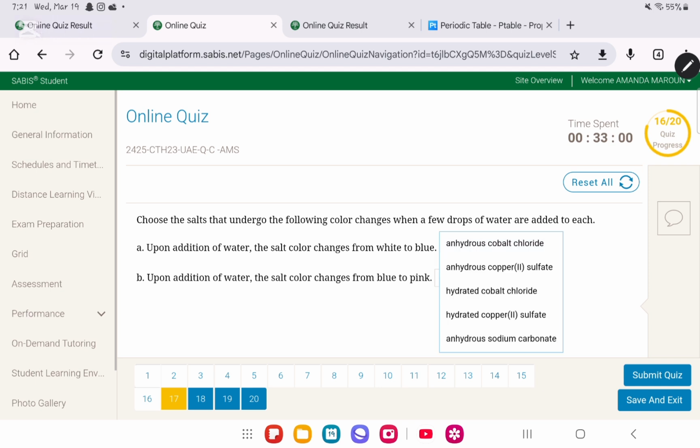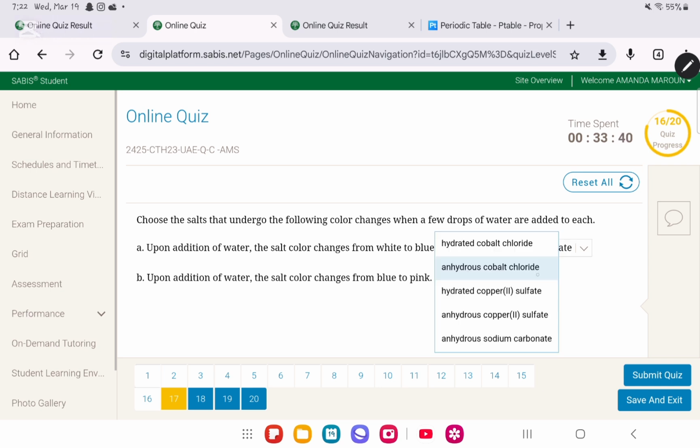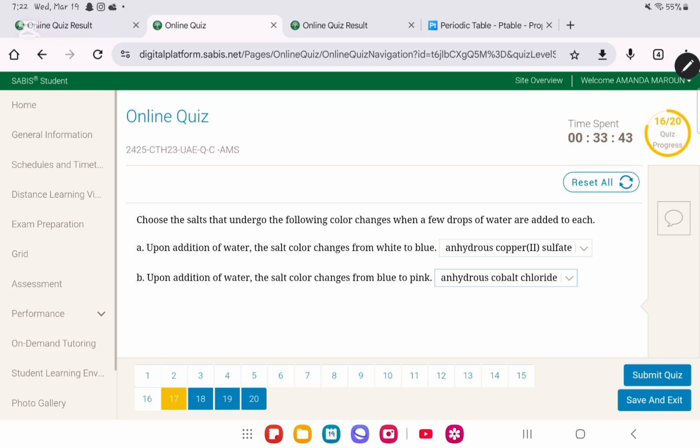Okay, here you just have to memorize. Whenever you see that upon the addition of water, the salt will change color, directly you will think it is anhydrous. Hydrated will not absorb the water, so hydrated is for sure wrong. The answer is definitely anhydrous. When it is moving from white to blue, this is anhydrous copper sulfate. And when we are moving from blue to pink, for sure it's going to be anhydrous cobalt chloride.